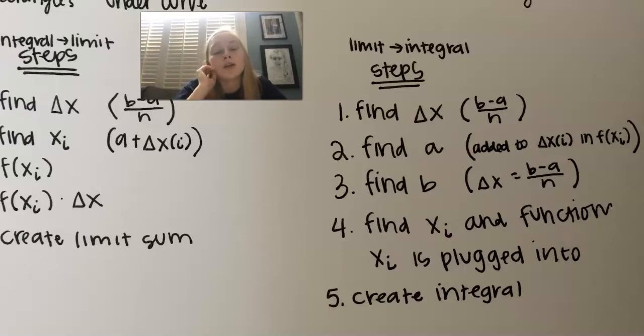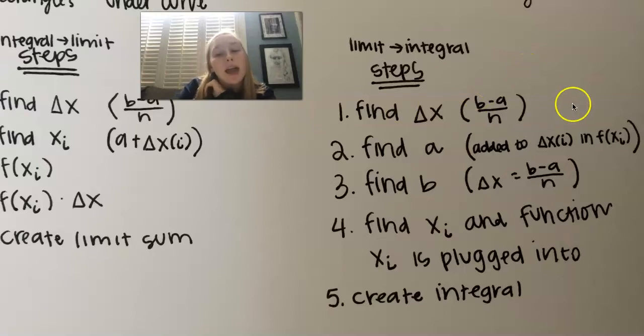So limit to integral, it's basically working backwards because you'll have the limit and then you're going to actually try and write the integral that it came from. So first you're going to find delta x. In the first case you had b and a, but in this case you're actually just going to have delta x. As you can see right here, it's kind of tagged on to the end of f of xi, so it should be pretty easy to see. So you're just going to locate and spot that delta x.